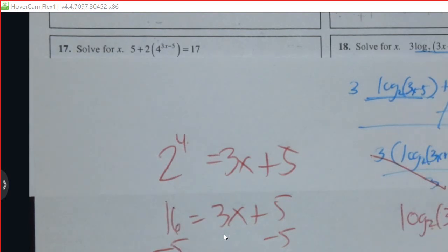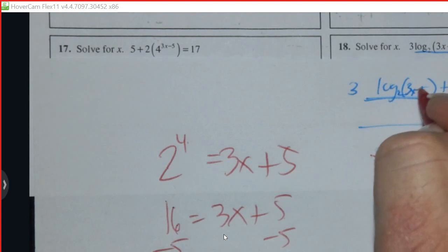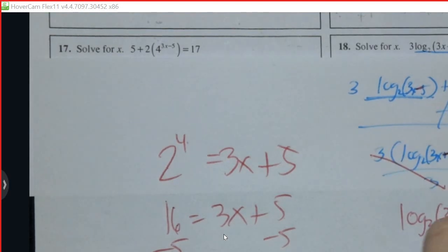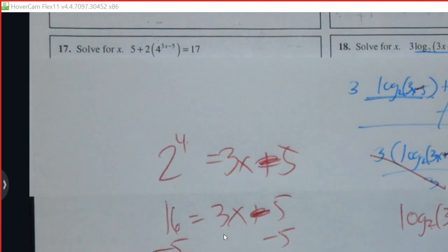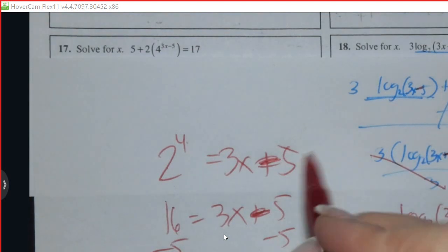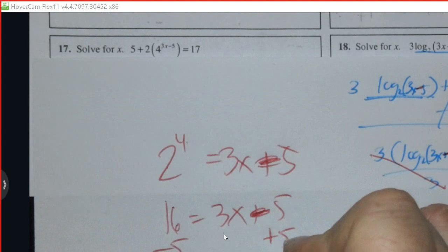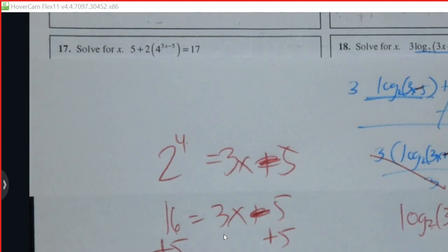Oh, here's my problem. This is subtraction. Make that subtraction. That's my problem. This original problem was subtraction. I accidentally wrote addition. So I'm actually going to add 5 to both sides. So when I add 5 to both sides, I end up with, now let's make sure, again, I'm not making any mistakes here, I end up with 21 equals 3x, divide by 3, x equals 7.